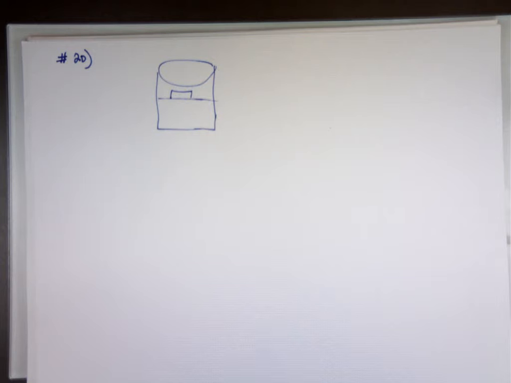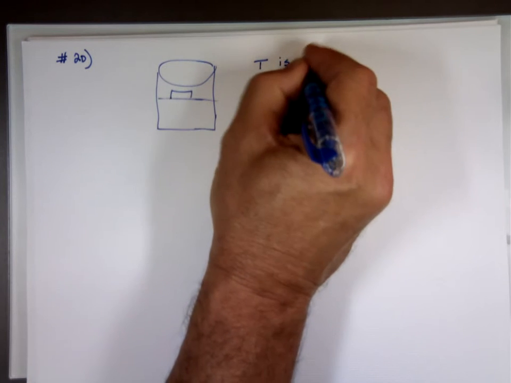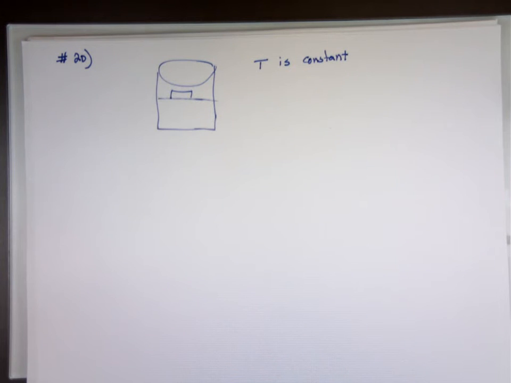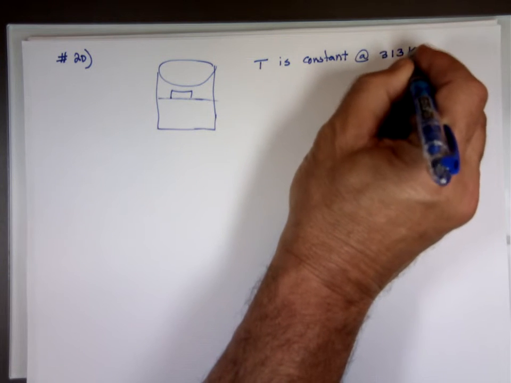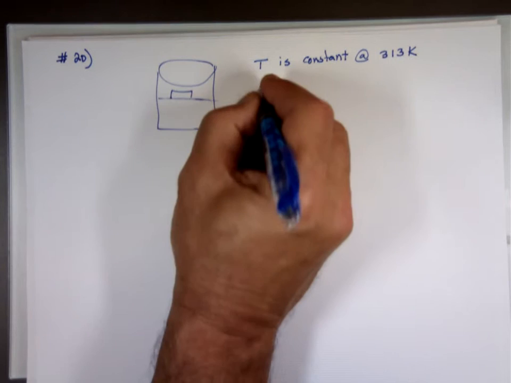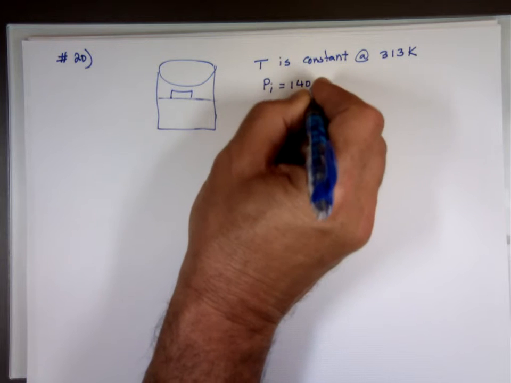It says, here's the good news, ideal gas at constant temperature. Temperature is constant at 313 Kelvin. Initially, the pressure applied to the piston is 140 kilopascal. P initial equals 140,000 Pascal.